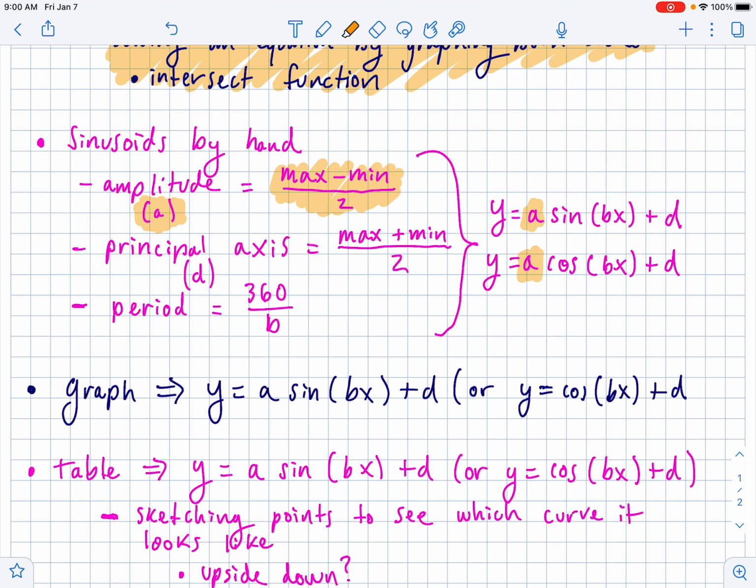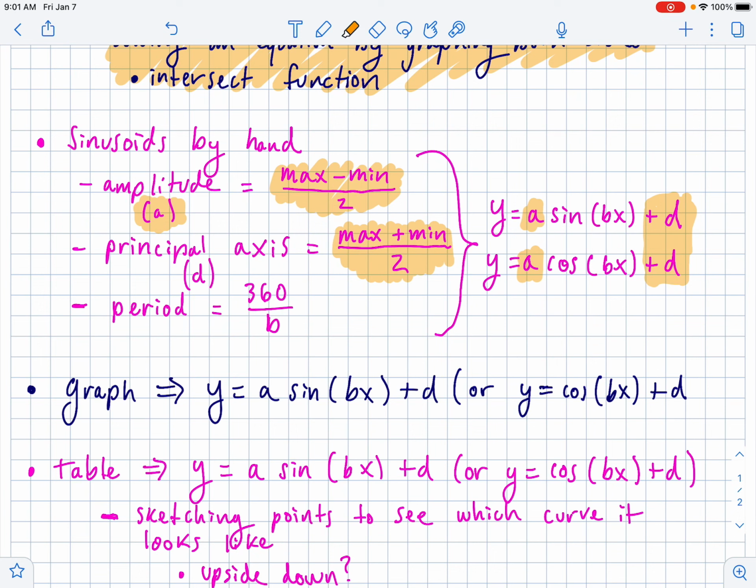The principal axis is the line that cuts directly through the middle of the curve. You can find that by doing the maximum plus the minimum and then dividing by 2. It's like the average of the maximum and minimum. That letter is the plus d that's on the end of both the sine and the cosine equations.